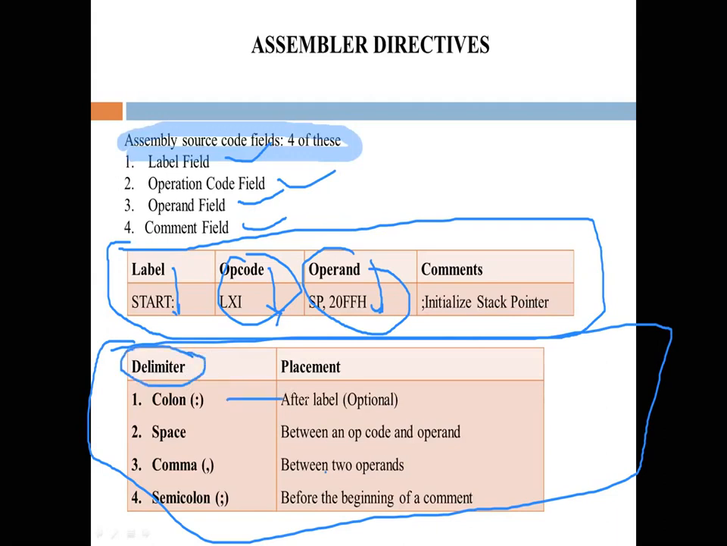Colon is used after a label. Space is used between an opcode and operand. Comma is used between two operands, and semicolon is used before the beginning of a comment.